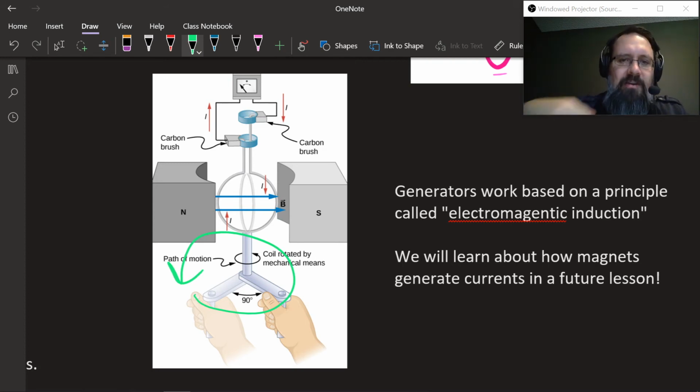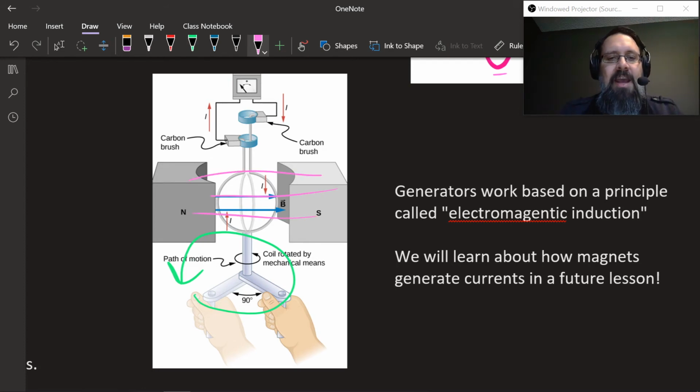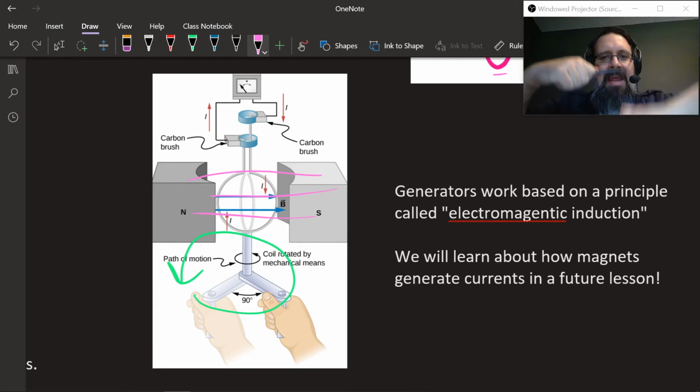They're going to rotate the crank, and it's going to spin this coil here inside a magnetic field. So this is a north and a south pole. We'll talk about magnets a little bit, but basically there's a magnetic field here, and there's going to be a coil that's spinning inside that magnetic field. And as the coil spins, the current is going to swap.